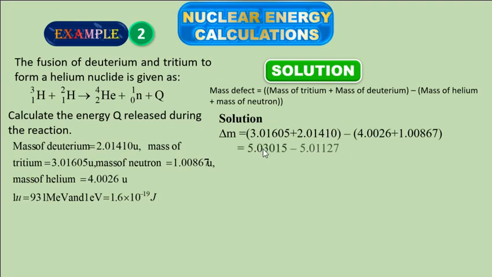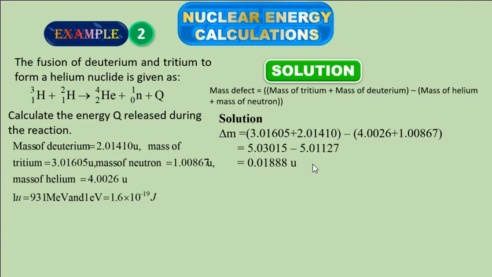So now we are going to simplify that. The left hand side, when simplified, is 5.03015. That means the mass of these two calculated together is this, while the mass of these two on the right hand side calculated now is this. So now the difference between the two will give us the mass defect. That means the mass defect as a result of this nuclear reaction will be 0.0188 U. Now that's the mass defect.